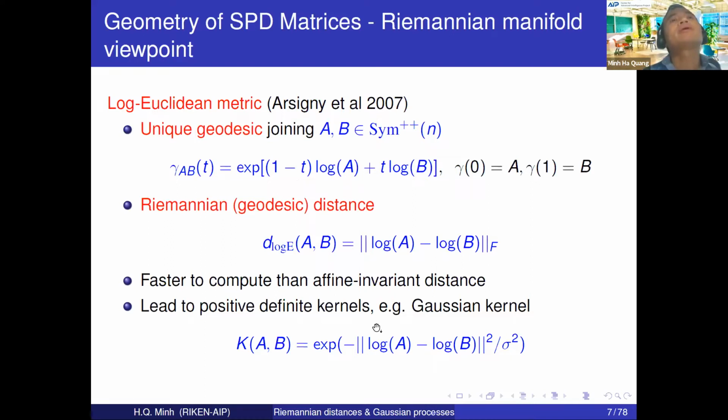So this one is a simple Riemannian metric, and it also has a unique geodesic joining A and B. So the geodesic has a simple form, and the Riemannian distance has a simple expression as well: just log minus log with this norm. It's faster to compute than the other distance, and one can also define positive definite kernels with this distance, for example, the Gaussian kernels, because under this metric the manifold is a flat manifold.